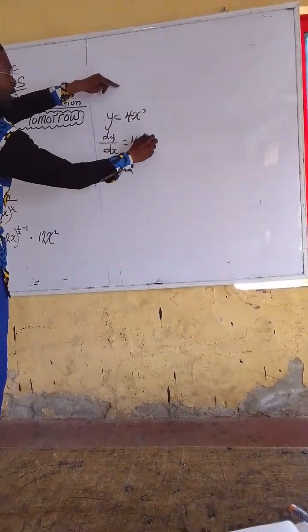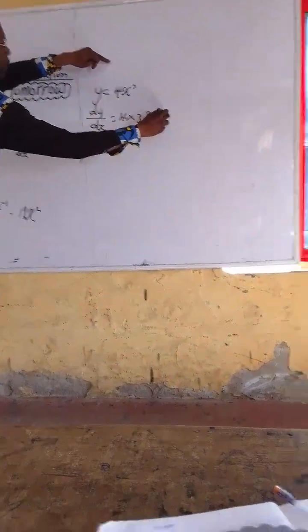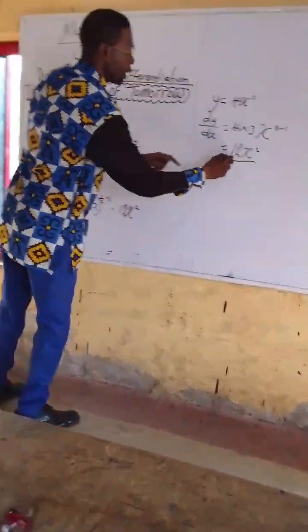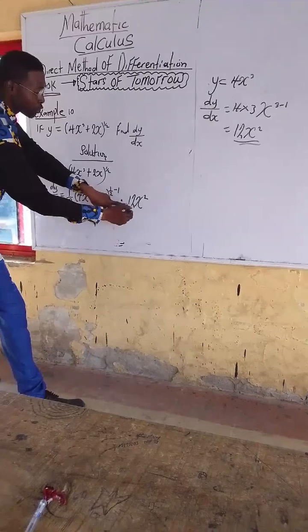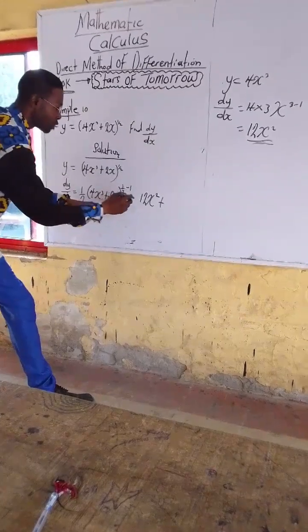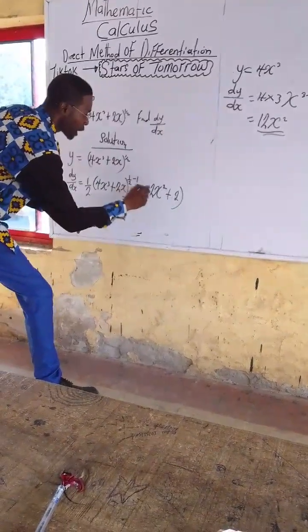4 times 3, x to the power 3 minus 1. Then that is why you see 12x raised to power 2. That is why you see me putting 12x raised to power 2 here. Then plus this one, we have to differentiate it together. This one will only give you 2 in brackets.